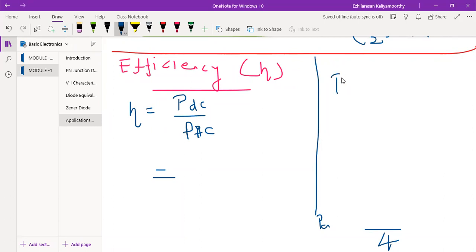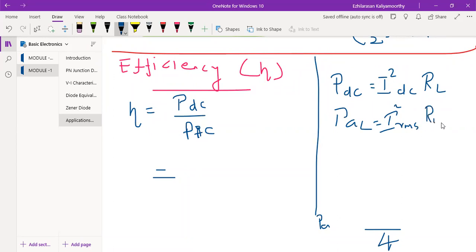from the power equation, PDC is equal to, I'll write in terms of current, I square DC into RL. So this we already know. Then what is PAC? That is the input. PAC is nothing but I square RMS into RL. Always remember, RMS turns are for AC, DC is DC only. That's good. Now substitute here.